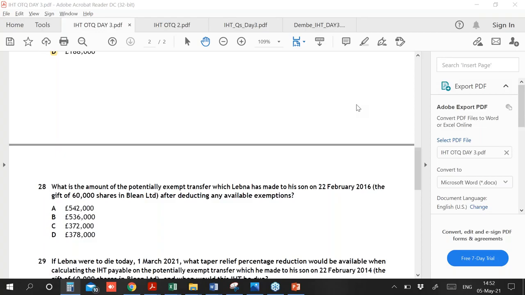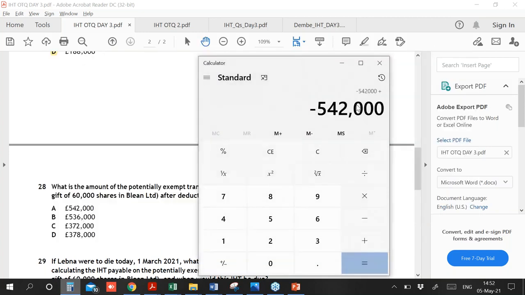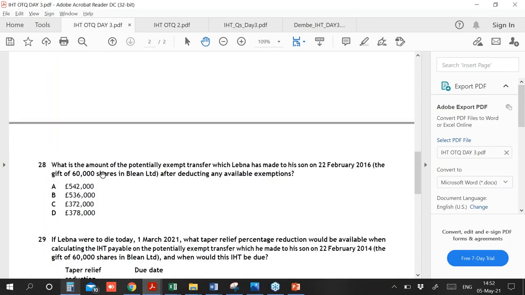Annual exemption. Whenever you make a lifetime gift, the annual exemption is the most important one that you remember. It is an annual exemption, and not only for this year, I'll assume that there is no transfer before that. I'll take the annual exemption of both years, that is 6,000. So out of 542 I will deduct 6,000. Now the correct answer should be 536, that is A.